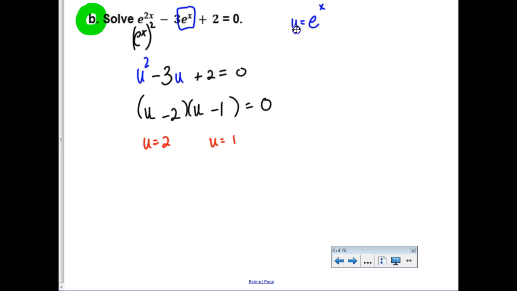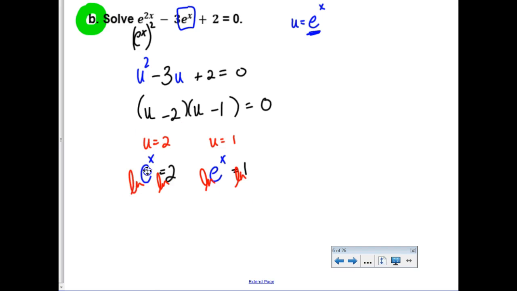So I go back to the beginning of the problem and I say u is really e to the x, so swap those out. e to the x equals 2, and e to the x equals 1. Now I do have to use a logarithm because, well, maybe not on this one, but if I apply a natural log, right, that'll knock out an e, natural log to both sides.